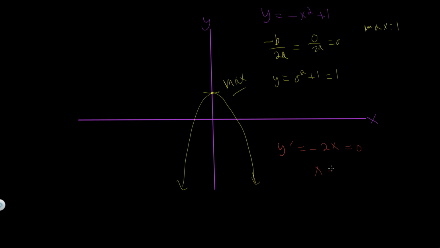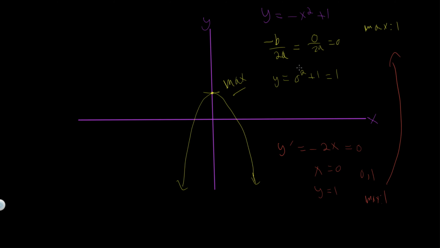We solve for x, we get x equals 0. We plug that back in, we get 0 squared plus 1, and we get y is equal to 1. So we got the same answer. We got (0, 1), or in other words, max is 1 for this parabola. So we did it with calculus, and we did it without calculus, and our answers are the same. So now that we know how to find the minimum and maximum with calculus, let's do it on a problem where we cannot do it in any other way other than using calculus.